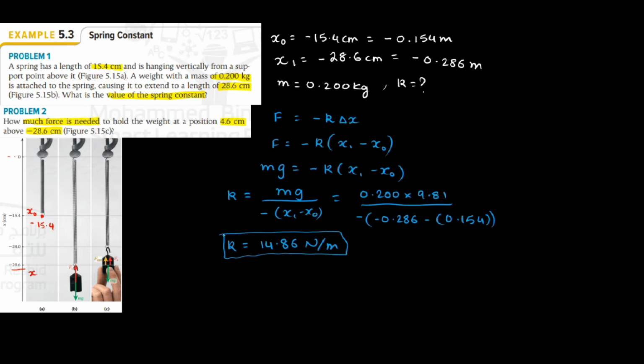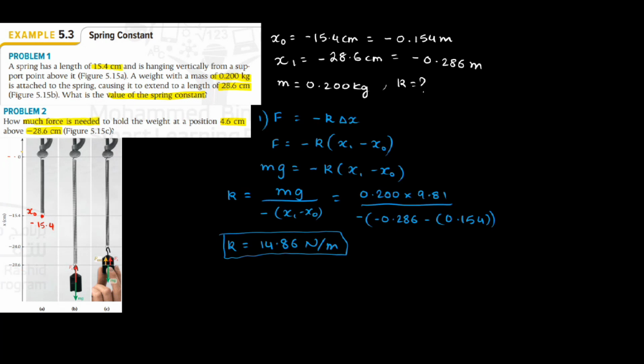So this is how you calculate your spring constant using Hooke's law. If an object is hanging from the spring and they have not given you the restoring force, you can equate the restoring force to the weight of the object, which is given as m into g. So this was part 1.